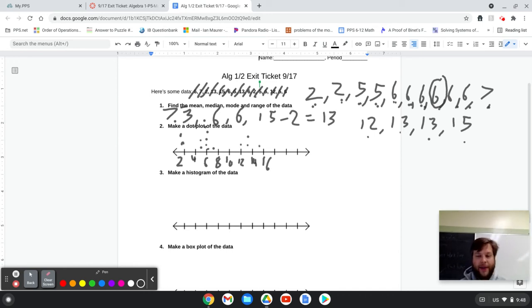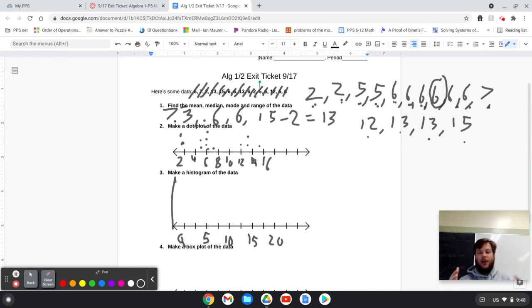Now with your histogram, it is super important that you space it out evenly. You get to choose what you count by, but you need to space it out evenly. I might count by 4s, 5s, 6s, 10s, whatever, but you need to do it evenly. I'm going to count by 5s here. So this first is going to be 0, then this will be 5, and this will be 10, and this will be 15, and this will be 20.